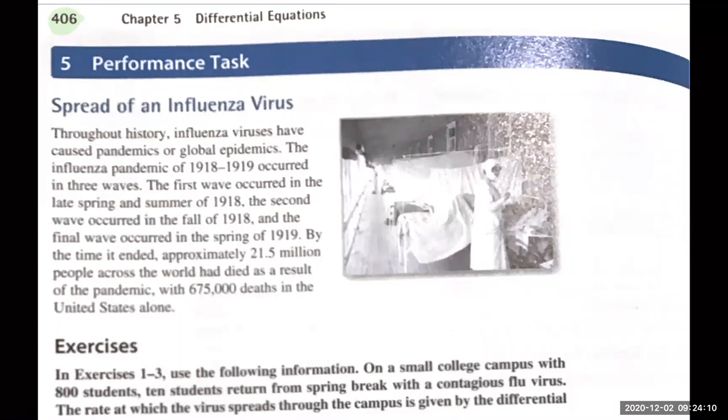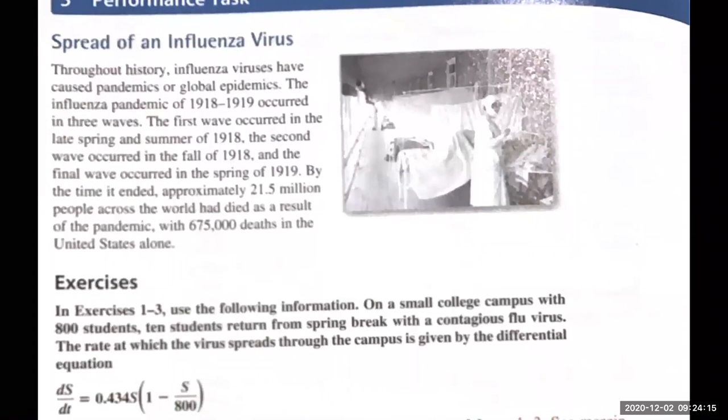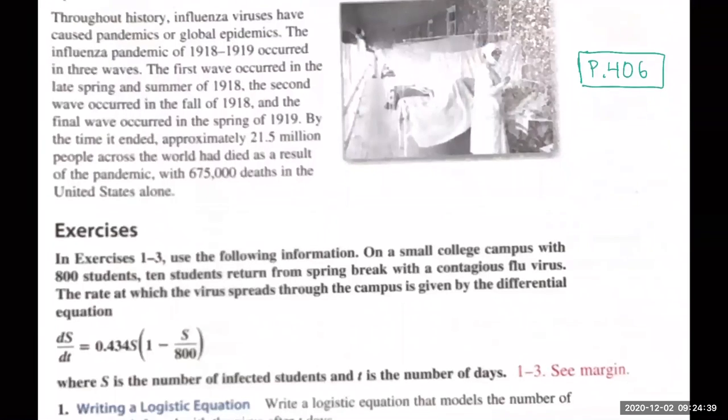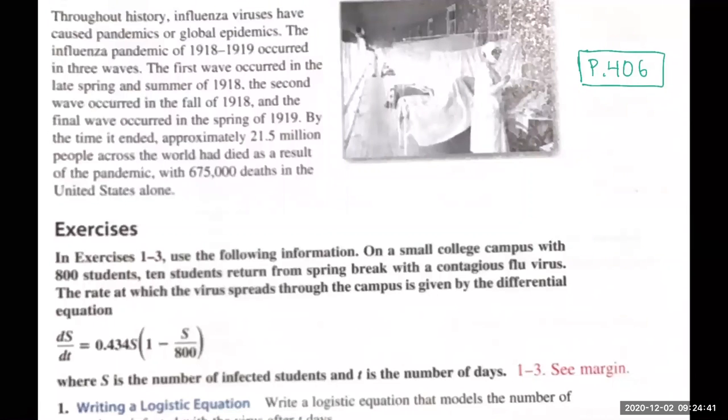All right, guys, we are on page 406. If you can take a moment to read this, it's all too real, right? We can even cross this off and say spread of COVID. If you can read that little excerpt and then read the paragraph under exercises. This is page 406 in your textbook. By the way, this is part of your homework assignment, so if you want to just jot it down on a sheet of paper.